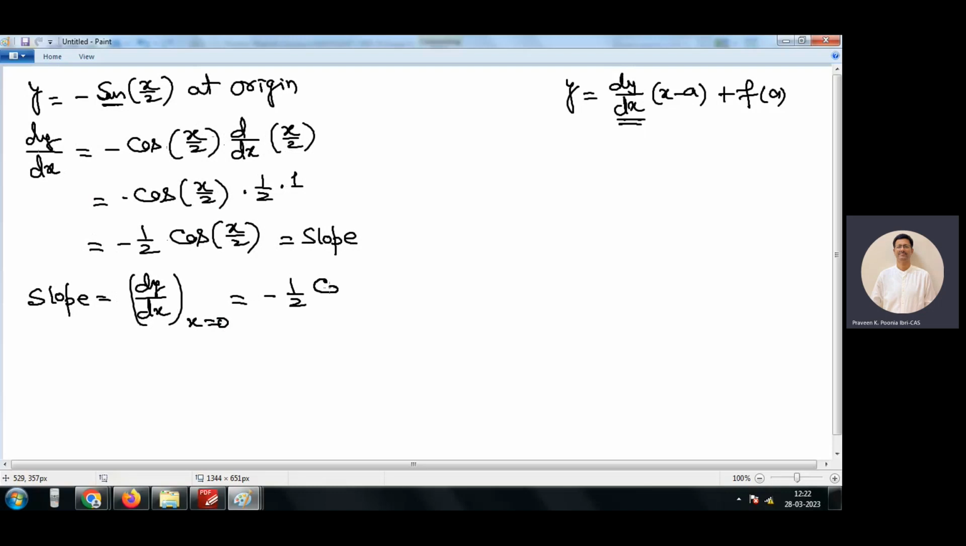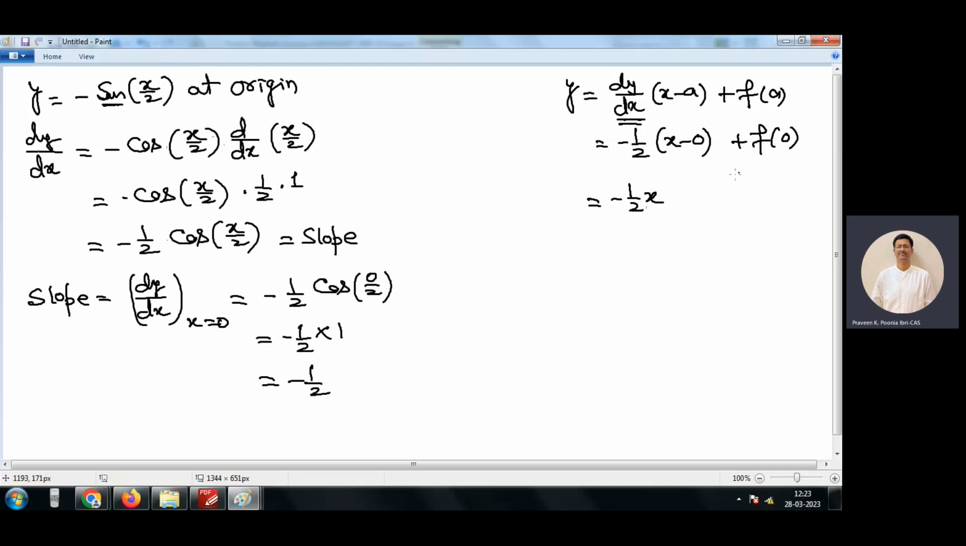So minus 1 by 2 cosine of 0 by 2, so minus 1 by 2. What is the value of cosine 0? It is 1. So what is the slope? The slope is minus 1 by 2. Now put all the values here: minus 1 by 2 into x minus 0, f'(a). What is the value of a? 0. And f(0) means y is the same as f(x). So minus 1 by 2x.